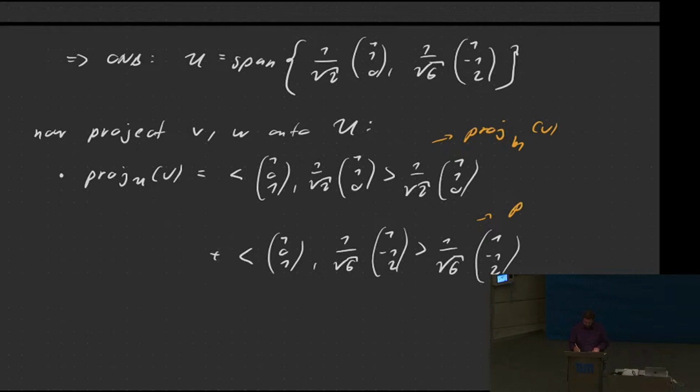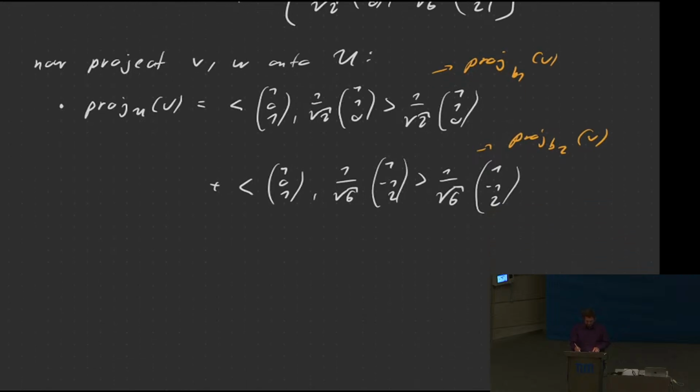And this is the projection of V onto the space spanned by B2. And those two are orthogonal, so there is no common part in that projection. That's why we needed an orthonormal basis in the first place, right? So that means we can add up those two parts without any double counting.